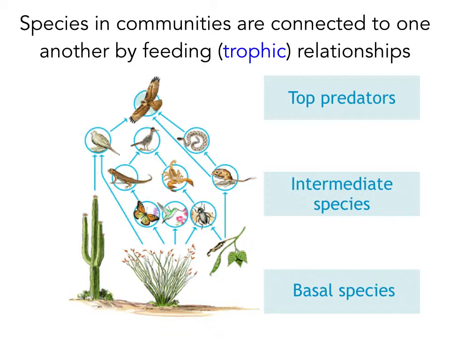Energy then moves through a set of intermediate species who are either herbivores or carnivores. The herbivores, of course, consume those basal species, and then other intermediate carnivores consume the herbivores, or perhaps even other carnivores. Then there are a set of top predators, in other words, at the top of this food chain or food web. In this case, it's a hawk, and the hawk is a top predator in this desert system.